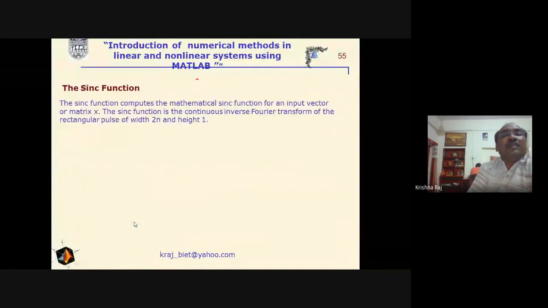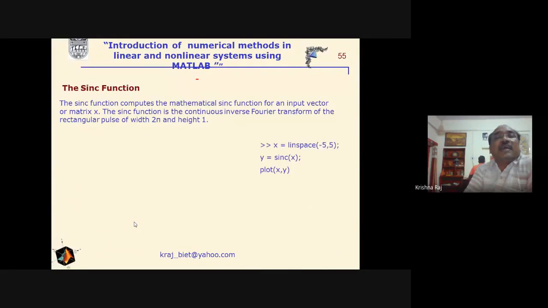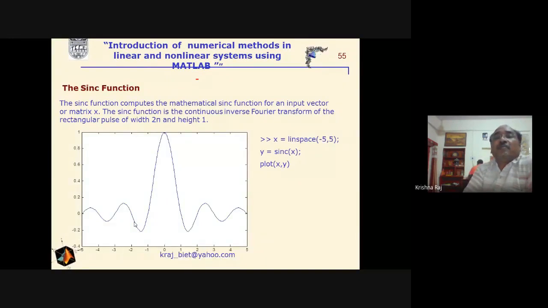Now the sinc function, that is known as the sin(πx)/(πx) or the sin x by x. If we are interested in generating a sinc function, then we just have to describe the range of x, that is -5 to 5, and then put the sinc of x, plot x comma y. You will get the plot here.